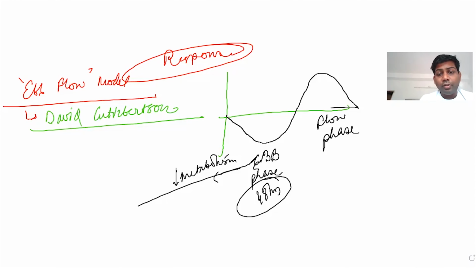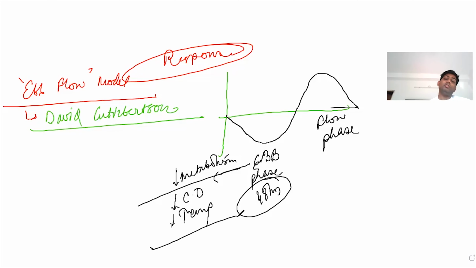What happens in the ebb phase? Apart from decrease in the metabolism, there is decrease in the cardiac output. There is also decrease in the body temperature. These are the changes which occur within the first 48 hours after surgery. The purpose of this is to conserve energy.